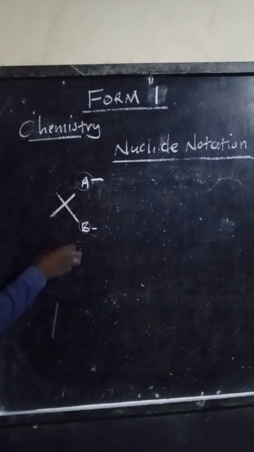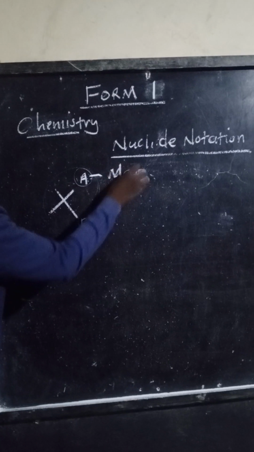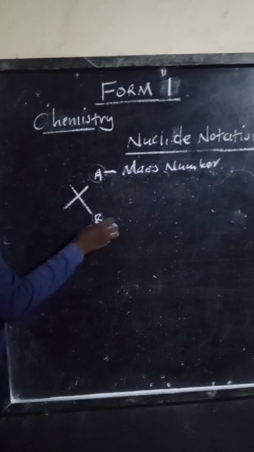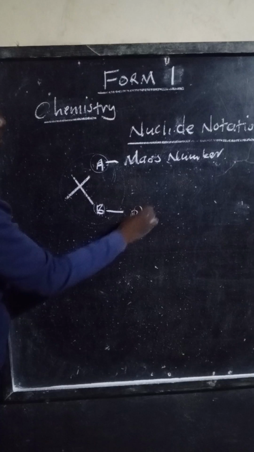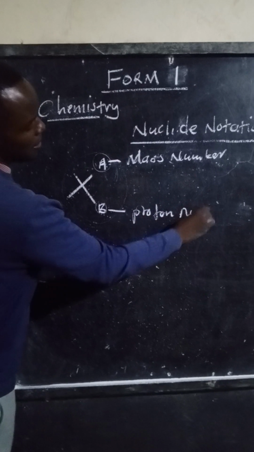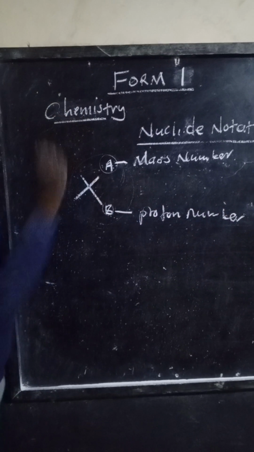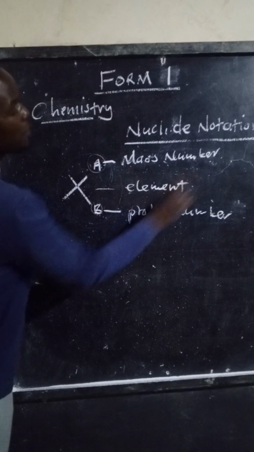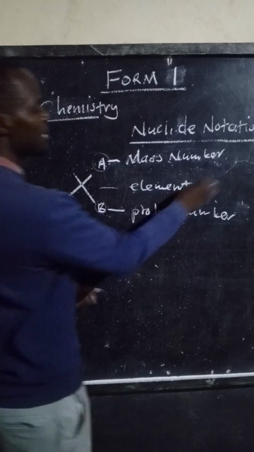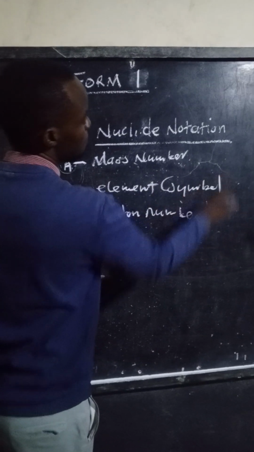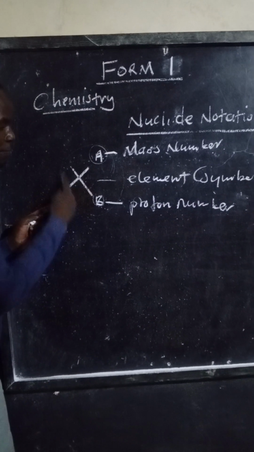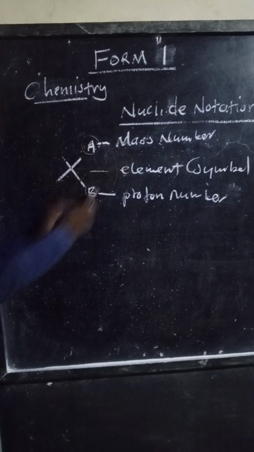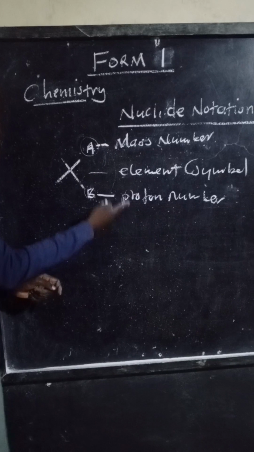So on top there's what we call the mass number. Then down there's what we call proton number. Then the X there is represented as an element, the name or the symbol of an element. So this is what we call the symbol of an element. Then this is the mass number of this element. Then this one is the proton number of this element.